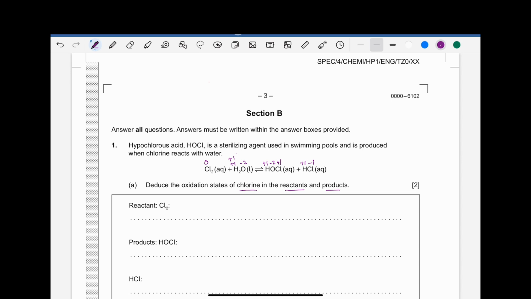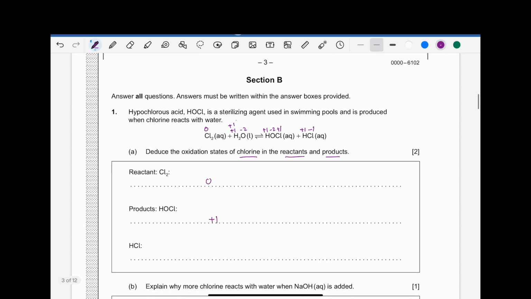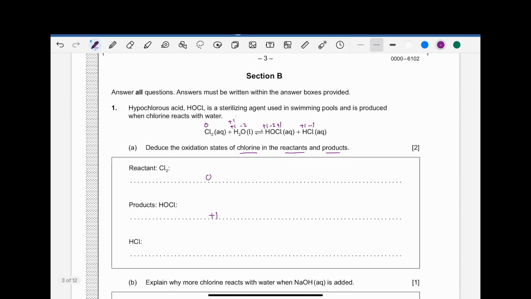So chlorine on the reactant side is 0. On the product side, chlorine in HOCl is +1 and chlorine in HCl is -1. So this is an example of a disproportionation reaction, where the same species gets oxidized and reduced. We can see chlorine from 0 to +1 gets oxidized, and 0 to -1 gets reduced.